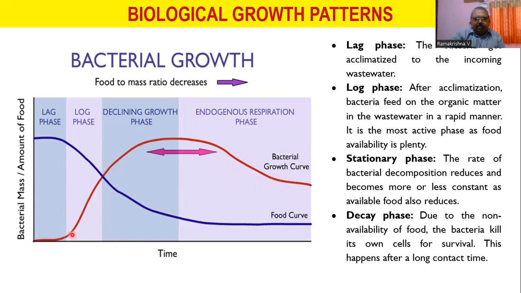So the initial stage, where acclimatization is taking place and bacteria is getting adjusted to the food and the environment, a safe environment here, is called the lag phase. Here bacterial decomposition is more active. That's called the log phase. Where this action is more stable, it's called the stationary phase. Now where the biological growth is reducing, that is called the decay phase.